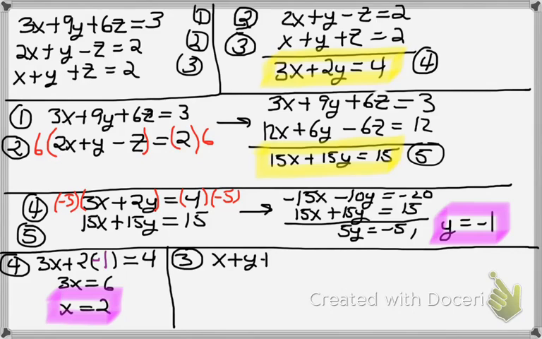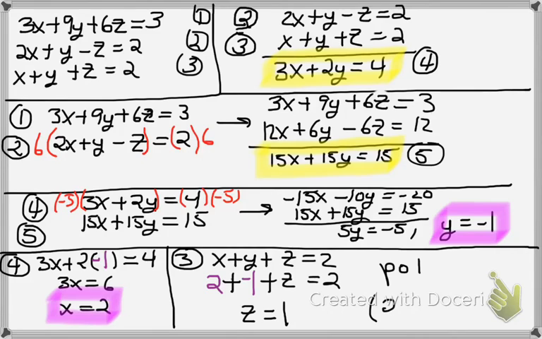x plus y plus z is 2. I'm going to replace the x with a 2, the y with the negative 1, and then we have the z there. So 2 plus negative 1 is 1. We subtract 1 from both sides, and we get z is equal to 1. And we'll write our point of intersection as (x, y, z) = (2, -1, 1).